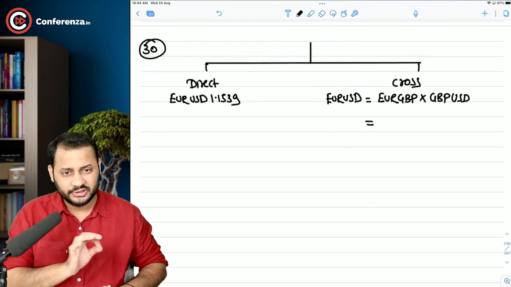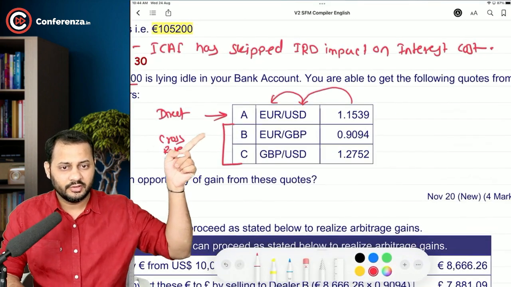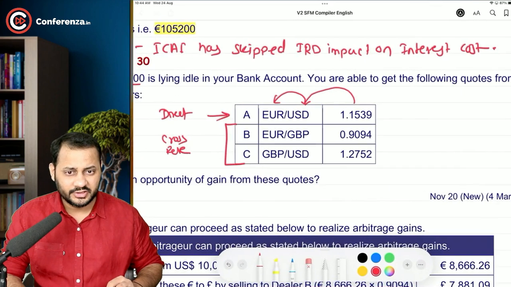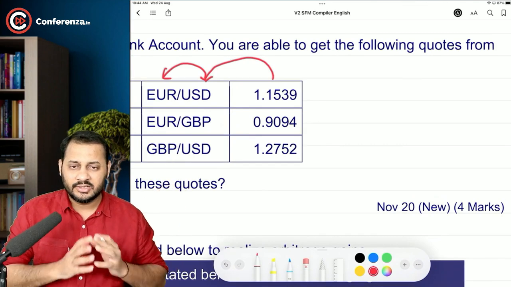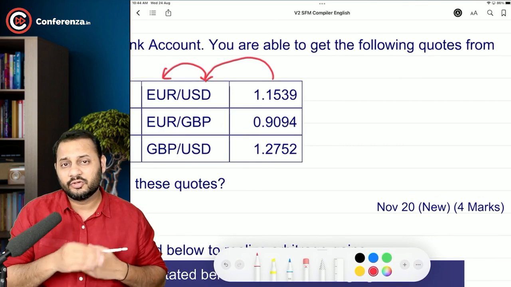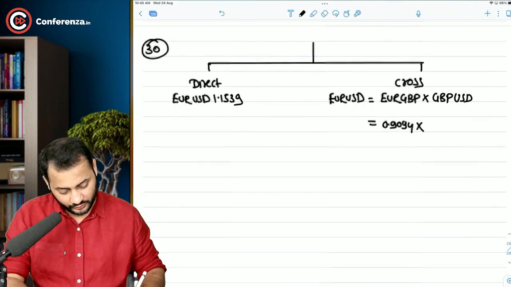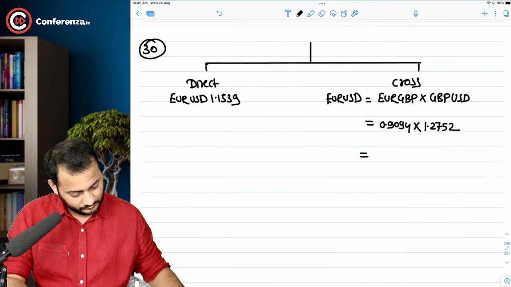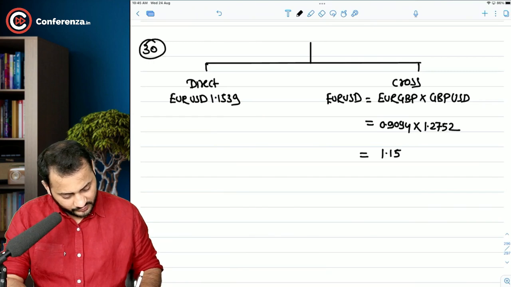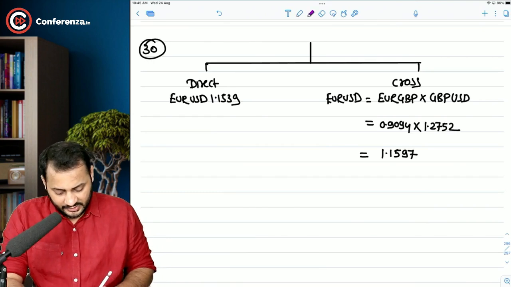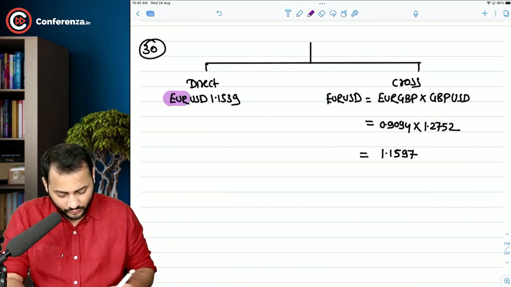Now let's write down the euro GBP rate. This is the euro GBP rate 0.9094 and the GBP USD rate. See, this is also a GBP USD rate. That means we do not have to convert a direct quote from indirect. 1.2752. That gives $1.1597 rounded off.